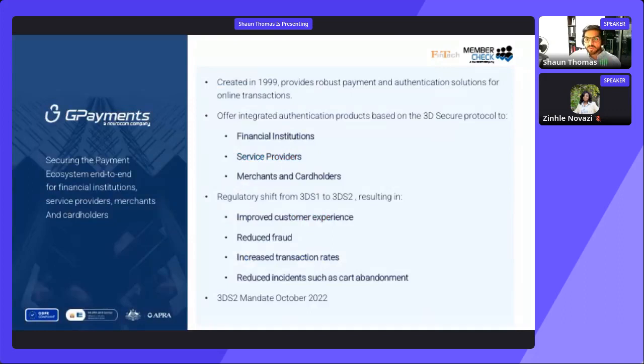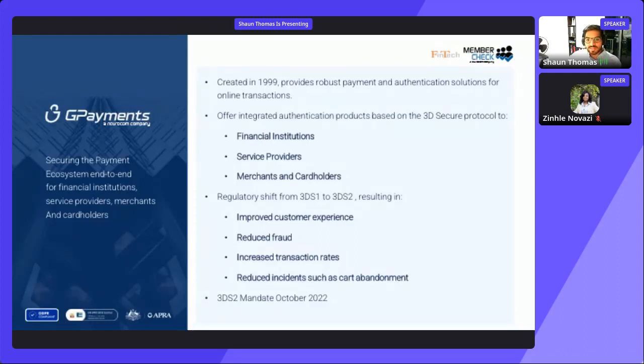A quick background on G Payments: the company was created in 1999 and focused on providing robust payment and authentication solutions for online transactions. They provide a complete range of integrated authentication products based on the 3D Secure protocol to financial institutions, service providers, merchants, and cardholders.